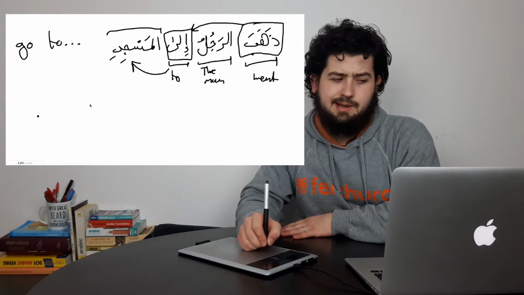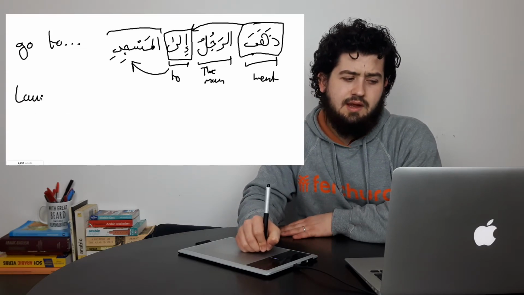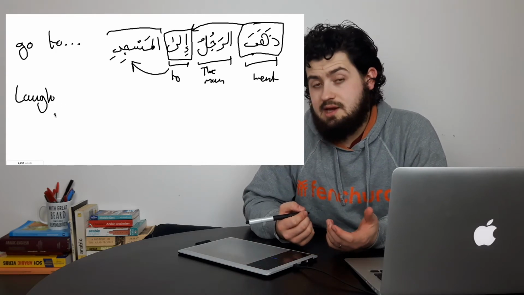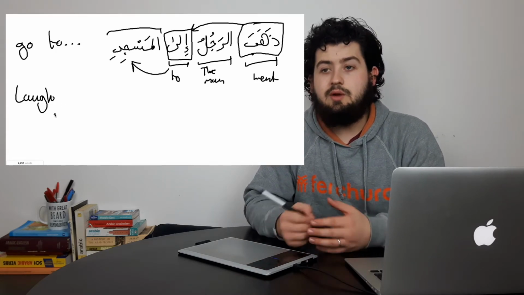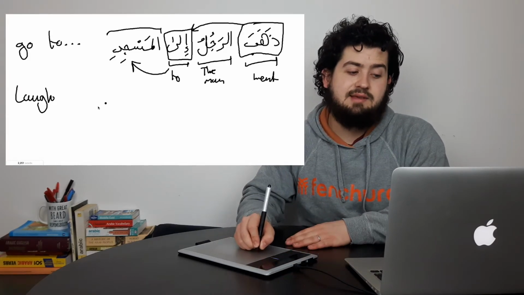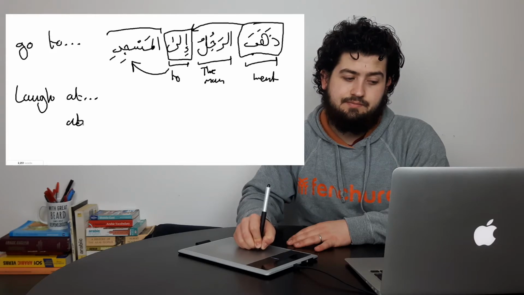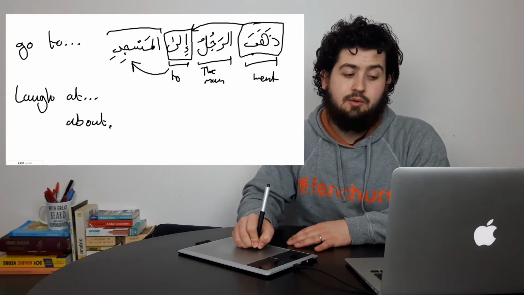Another example of this is like the verb laugh. To laugh. Because in English we don't laugh something. In Arabic it's the same. We don't laugh a joke, or we don't laugh a person. We laugh at something. Or we laugh about something.